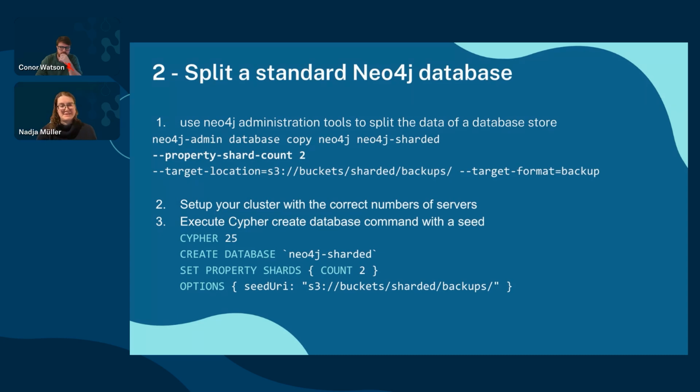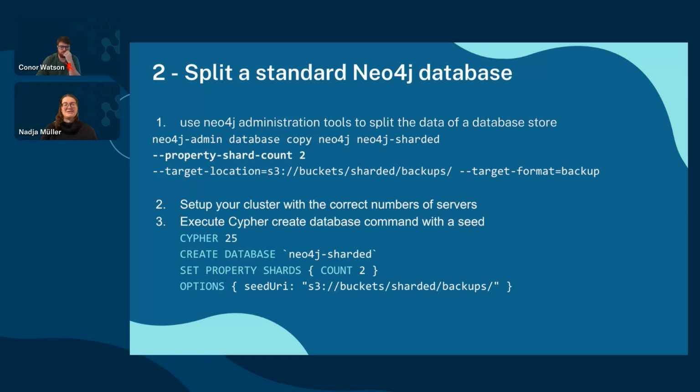The second scenario is you already have a standard Neo4j database and you want to turn it into a sharded property database. That you can do with the Neo4j administration tools that lets you split the database store into multiple shards or multiple stores. The command that you can use for that is the database copy command. And the way you can define the number of shards is with this property shard count flag. This is the main difference of making it into a sharded database.